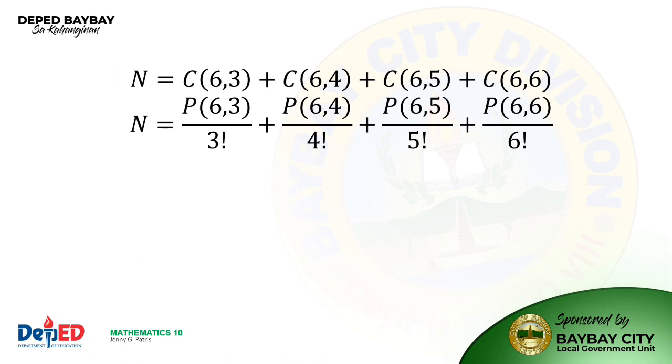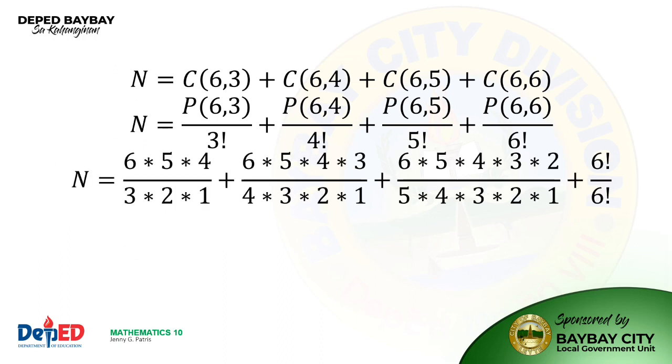plus the permutations of 6 taken 4 at a time divided by 4 factorial, plus the permutations of 6 taken 5 at a time divided by 5 factorial, plus the permutations of 6 taken 6 at a time divided by 6 factorial.